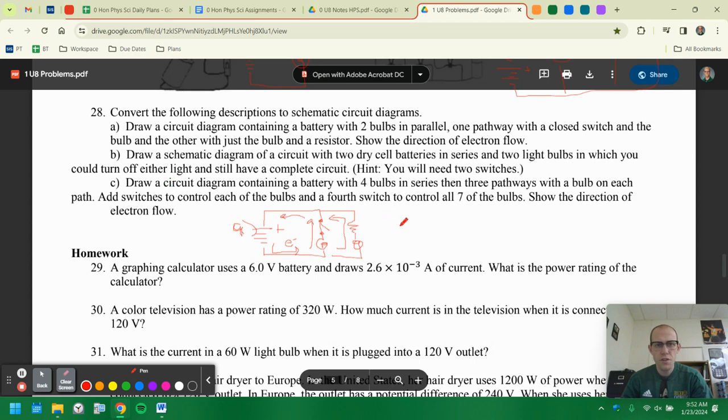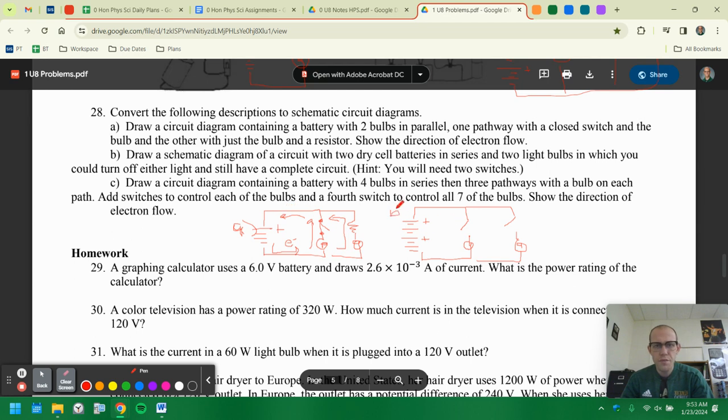B, draw a schematic of the circuit with two dry cell batteries in series. So that just means 1, 2, and 2 light bulbs in which you could turn either off and have a complete circuit. Hint, you need 2 switches. So that means I need parallel. So here's my one switch with a light bulb back home. Here's my other switch with a light bulb back home. So turn this one on, it will flow. The other one won't. Turn this one on, it will flow. The other one won't. Turn both of them on, they both will flow.